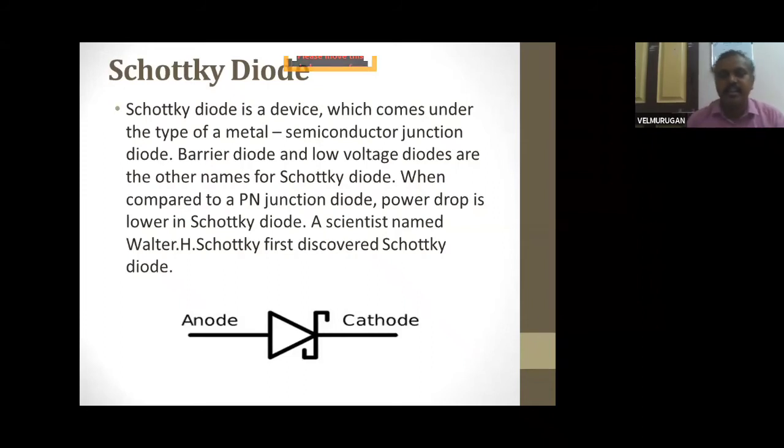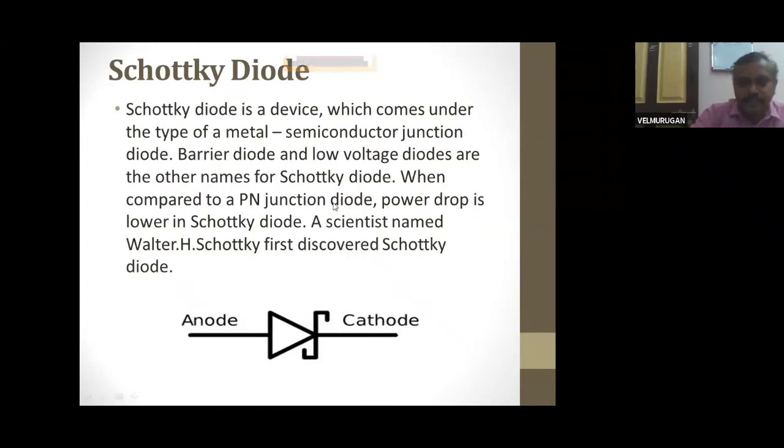Okay. Then here this is the symbol, anode and cathode. In this symbol you can see zigzag lines, just like a small Z, with anode and cathode. Barrier diode and low voltage diode are other names for the Schottky diode. When compared to a PN junction diode, the voltage drop is lower in the Schottky diode. That is a lower power drop, a low power diode compared to the PN junction diode.